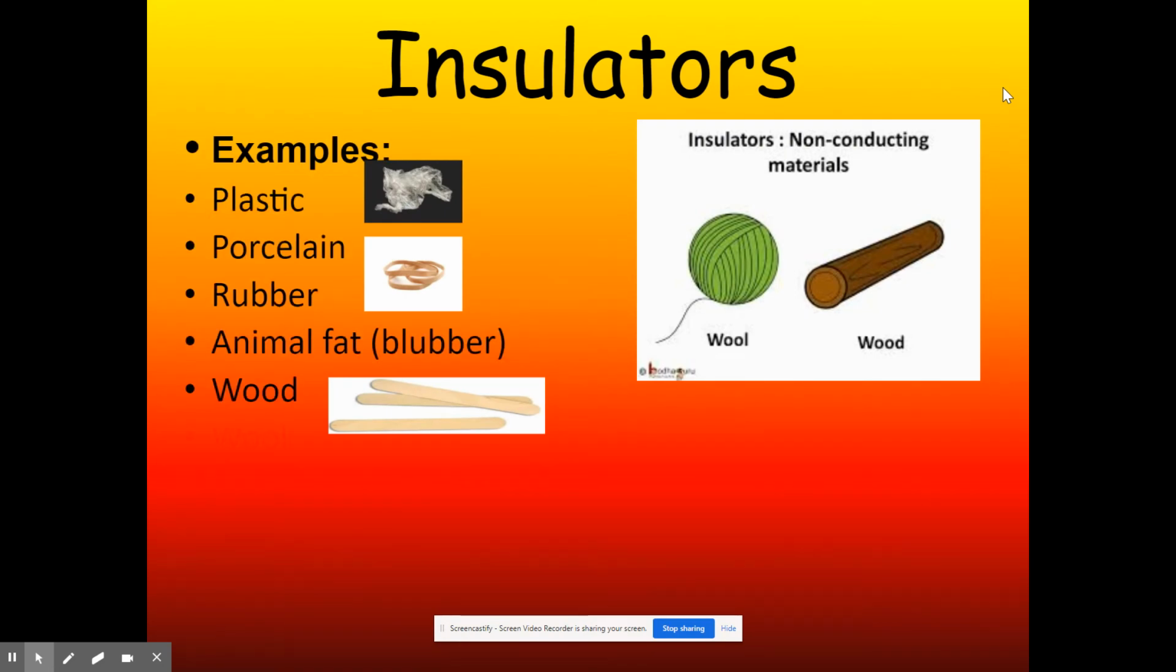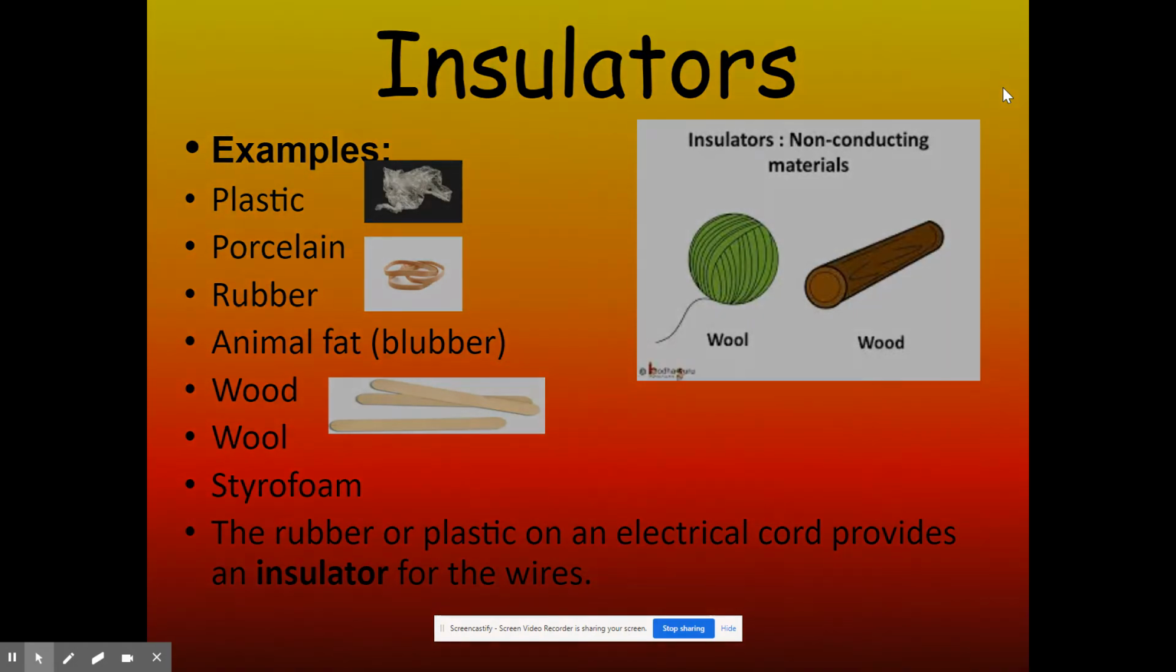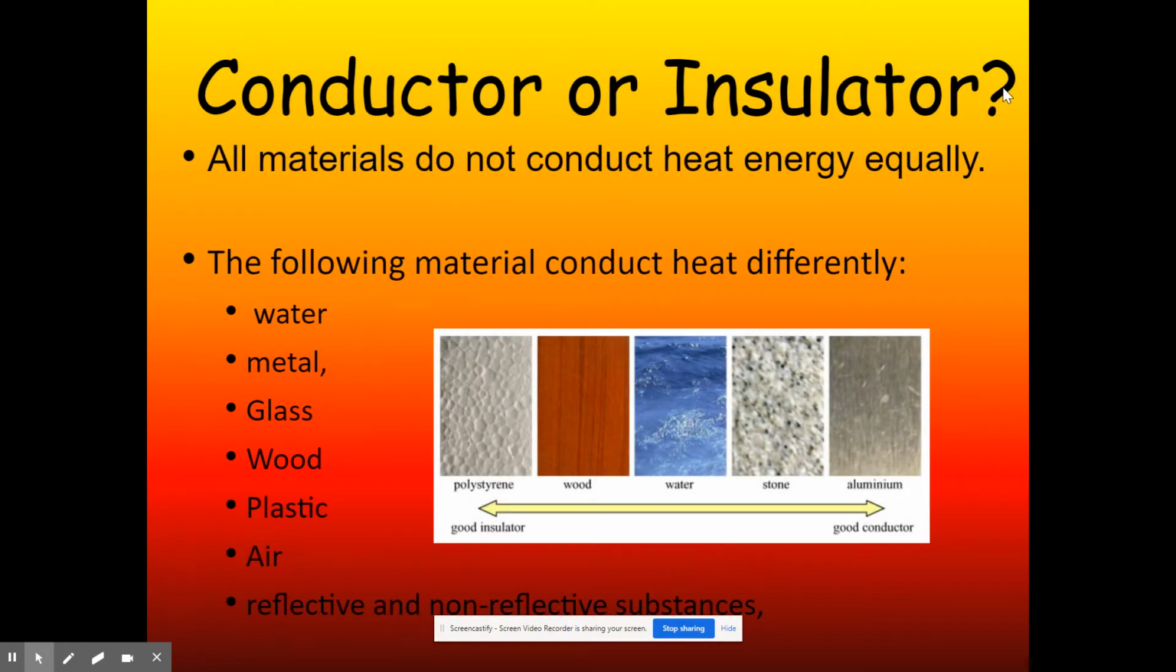So here are some examples of insulators. Most of these are types of plastics or rubber or some combination of the two. Wool, wood, we already talked about animal fats, and styrofoam. Okay, so we talked about how different materials have different degrees of being conductive or being an insulator.